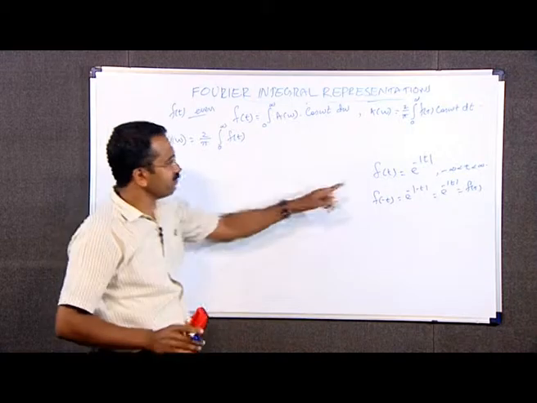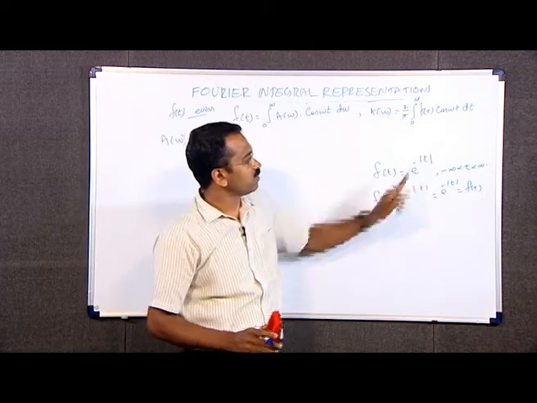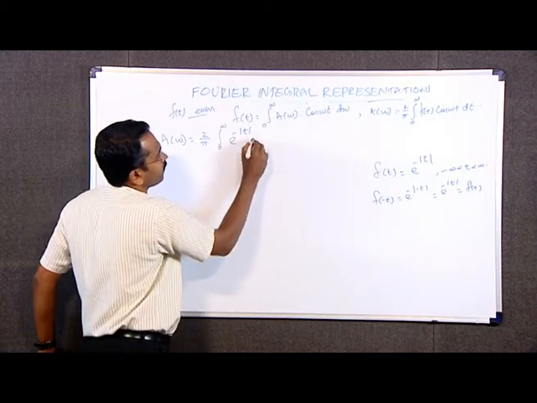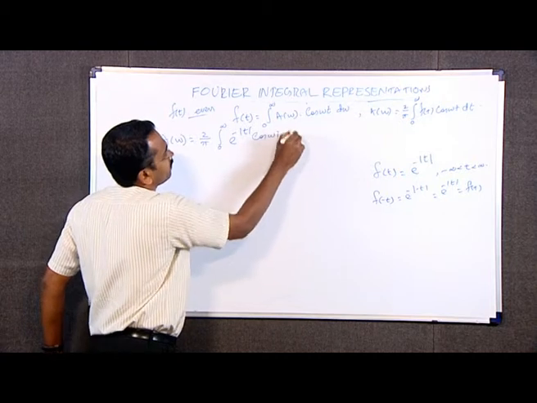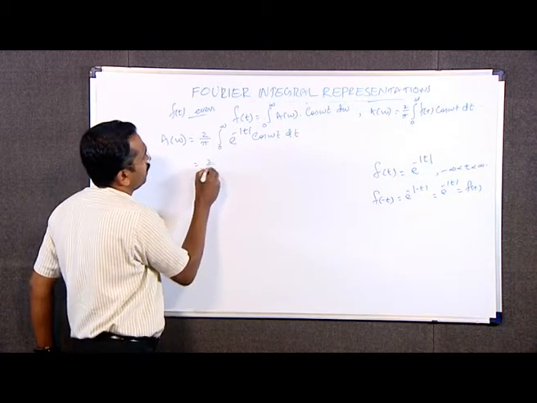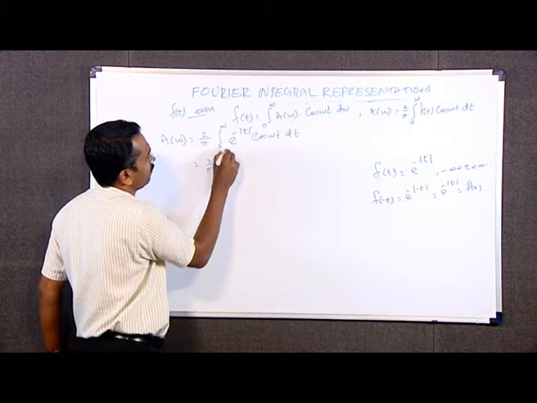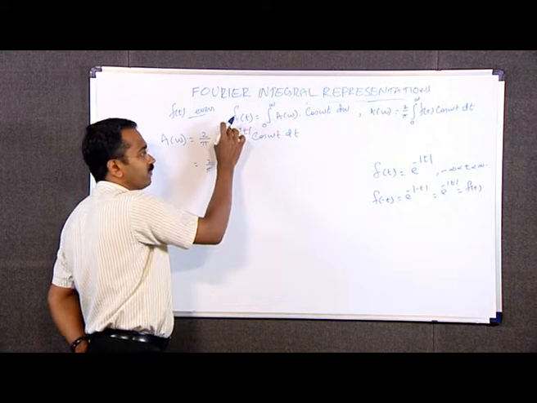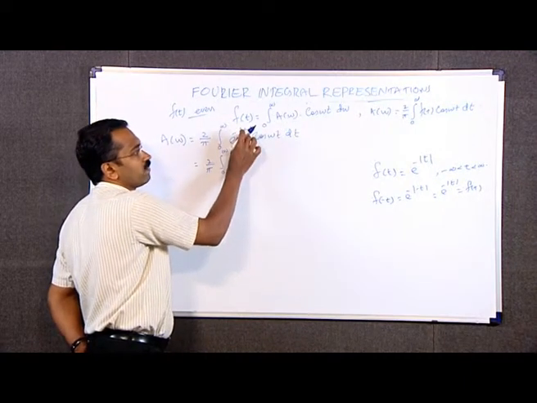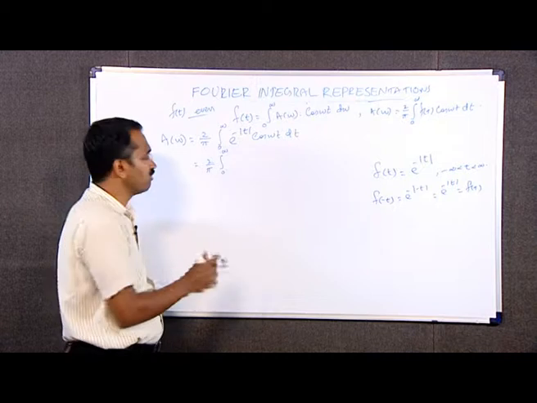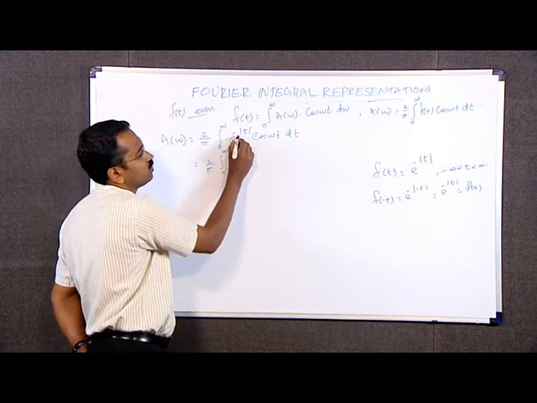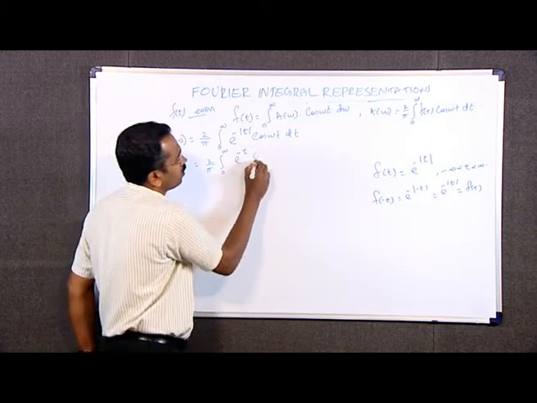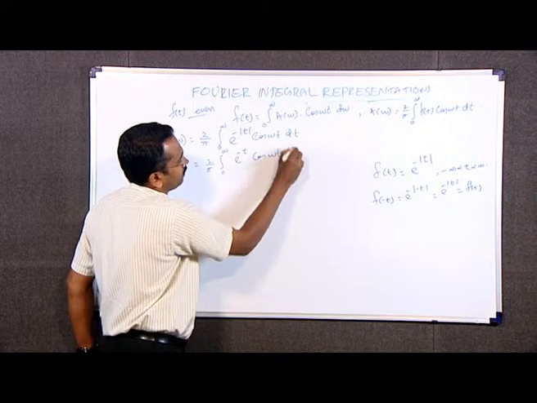In this case, here f of t is e raised to minus modulus of t into cos omega t dt. That is 2 by pi into integral from 0 to infinity. Here the range of t is from 0 to infinity. In this range, absolute value of t means t itself. Therefore, e raised to minus mod t can be written as e raised to minus t into cos omega t dt.